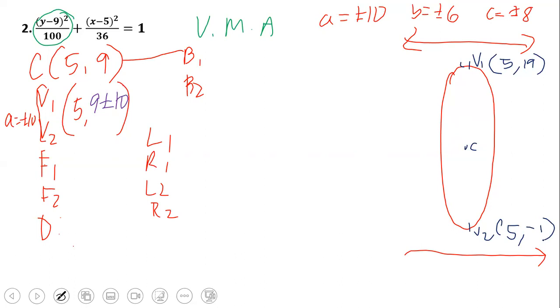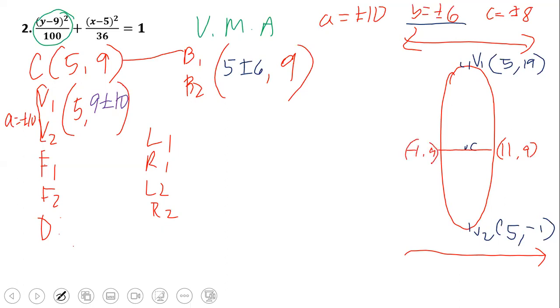Next, you also have already the covertex. Ang covertex natin is you have in terms of x a movement. So this will become 5 plus minus, yung b natin plus minus 6, tapos comma 9. Okay. So you also have already the following terms, which is itong part na yon. So this will become 11 and 9. Yung isang part is negative 1 and 9.